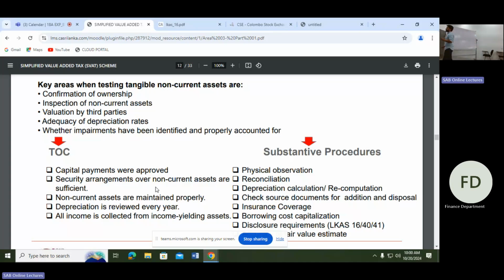And then, security arrangements over non-current assets are sufficient. Security arrangements for non-current assets, you have to check. CCTV can be checked.